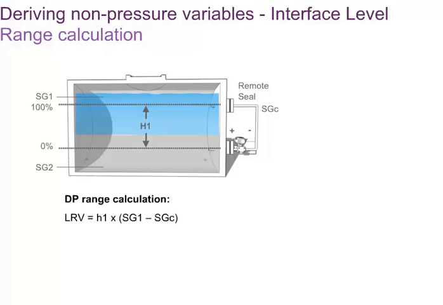Lower range value, LRV, equals height H1 multiplied by lower specific gravity, SG1, minus specific gravity of liquid in capillary, SGC. Upper range value, URV, equals lower range value plus height H1 multiplied by higher specific gravity, SG2, minus specific gravity of liquid in capillary, SGC.